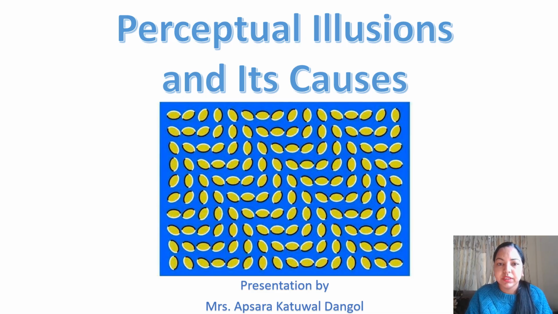As you can see in the figure, there is a blue background and green leaf-shaped figures. This is just a 2D figure, but what is happening here is that an illusion is created. We feel like these leaves are moving. So today we are going to understand what a perceptual illusion is and why it happens, or what its causes are. Let's just start the video.